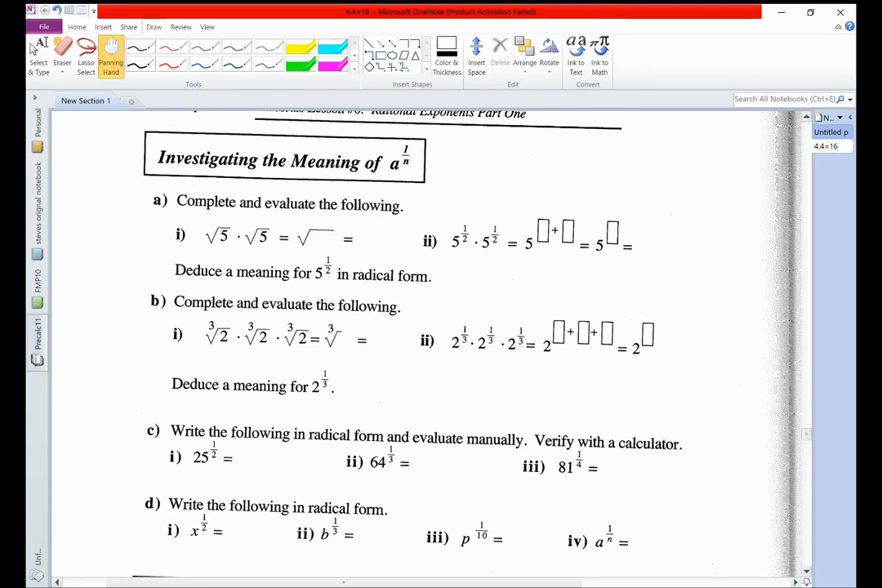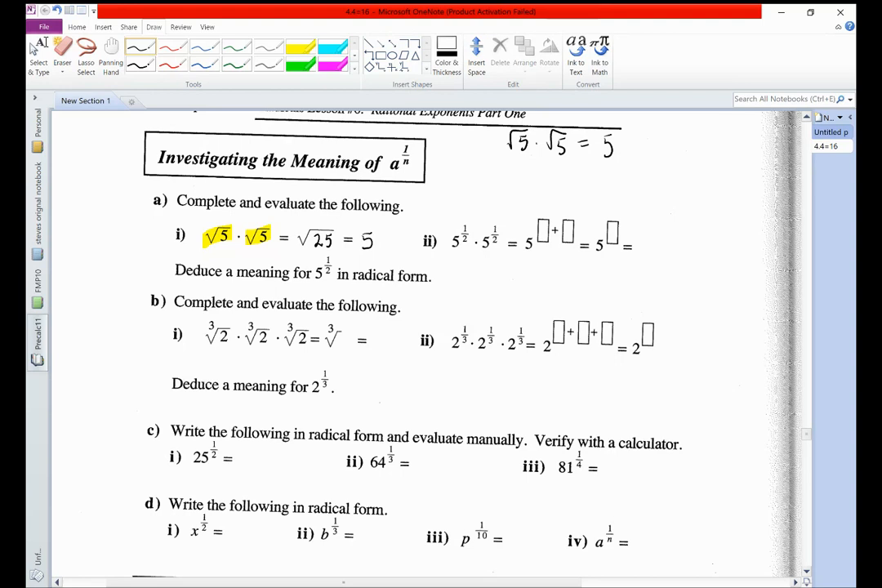And now we're going to look at exponents that are in fraction form. So first we're going to start with a little bit of investigation. If we have root 5 multiplied by root 5, we know that we can write that as the square root of 25, and then we know that the square root of 25 is just 5. So root 5 multiplied by root 5 is just equal to 5.